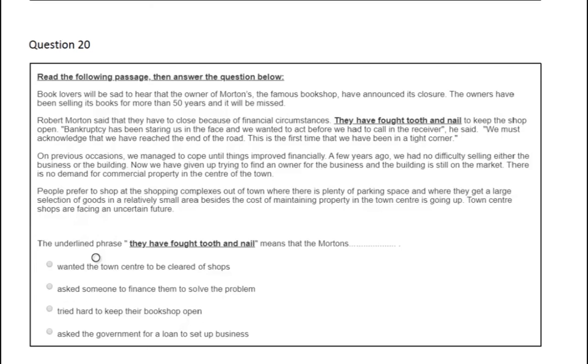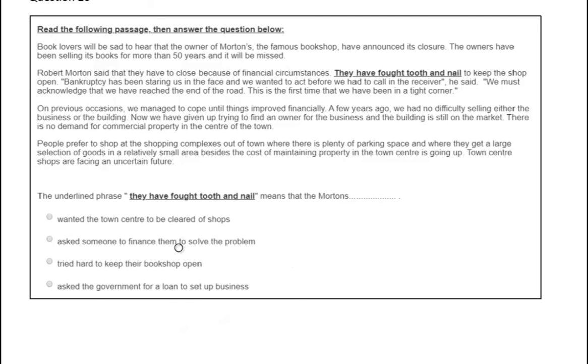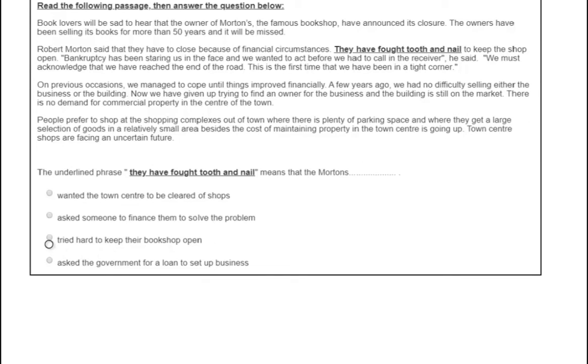Question number 13. The underlined phrase, they have fought tooth and nail. What does it mean? I said it, if you remember. They tried hard. It means that they tried hard to keep their bookshop open.